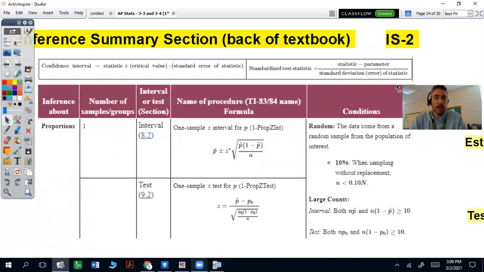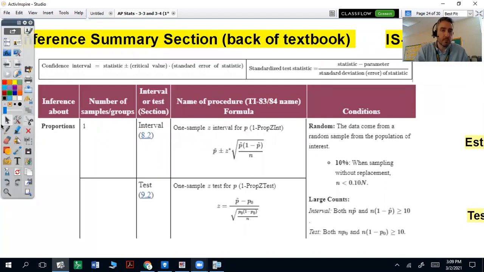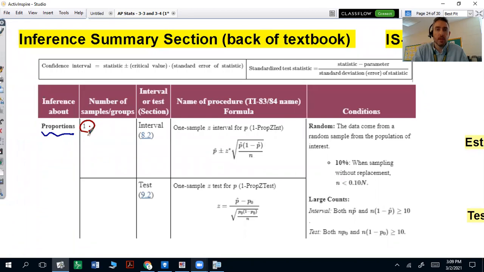And it gives you a real nice breakdown of what to do with what. So let me talk you through this real quick. If we're working with proportions, if you have a one sample proportion, if you're trying to estimate, we use an interval. So that's this right here. And this is the calculator speak, one prop z interval. So when you go into your test menu, you look for one prop z interval.